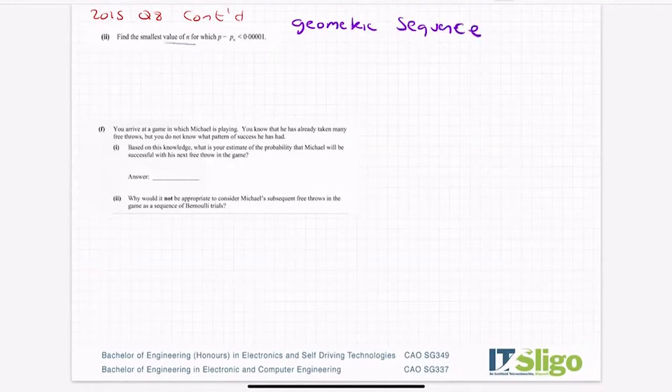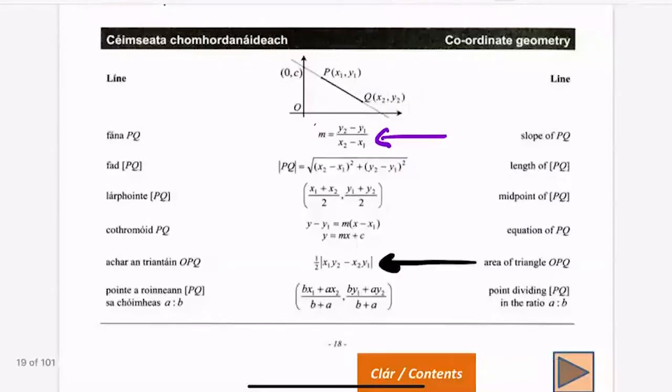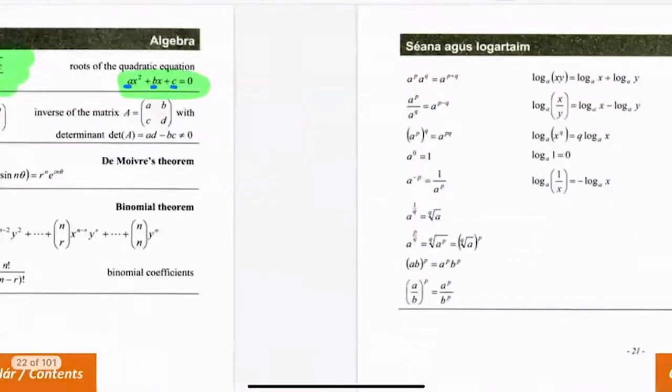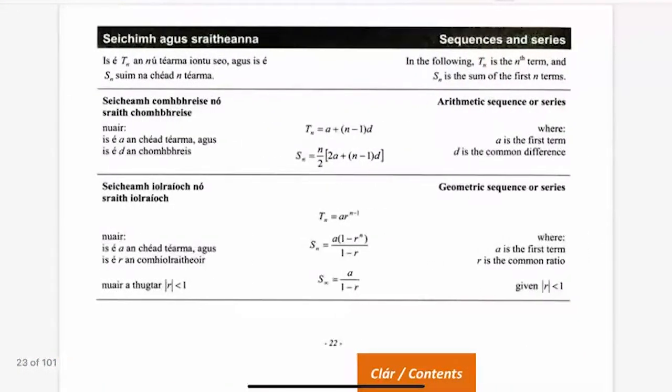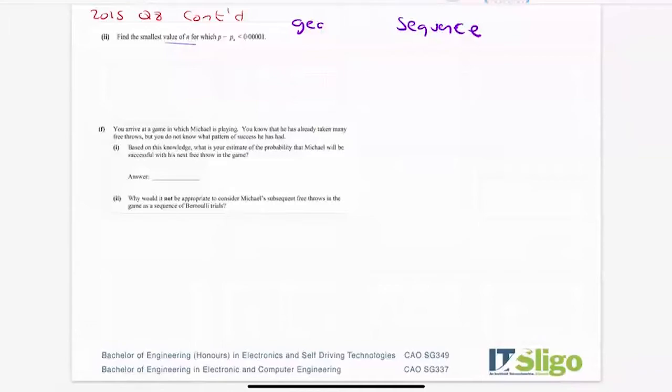Okay, we want the smallest value of n. So let me find sequence and series, wherever they are. Here. Okay, so here's your geometric sequence, page 22 of the log tables, and any term in a geometric sequence is equal to a r to the power of n minus 1. So Tn is equal to a r to the power of n minus 1. So I want to know what n gives me a value which is less than that.